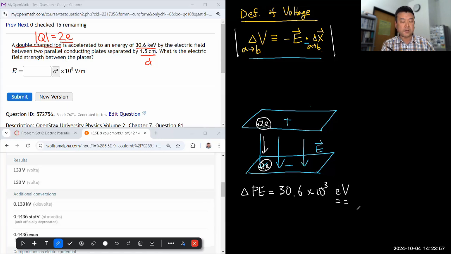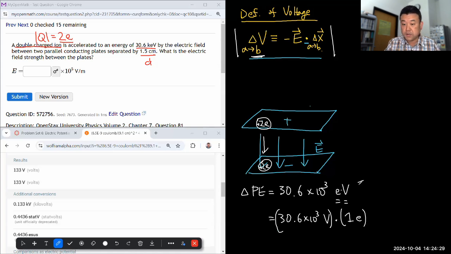electron volt. And the way I like to read the unit of electron volt is like a multiplication between them. So what this is really telling you is the change of potential energy is 30.6 times 10 to the 3 volts, the electric potential, times the amount of charge, one elementary charge. And this is where I'm saying you don't even need to look up any constant, because this change of potential energy relates to voltage. It relates to voltage as amount of charge times the voltage change, voltage difference.